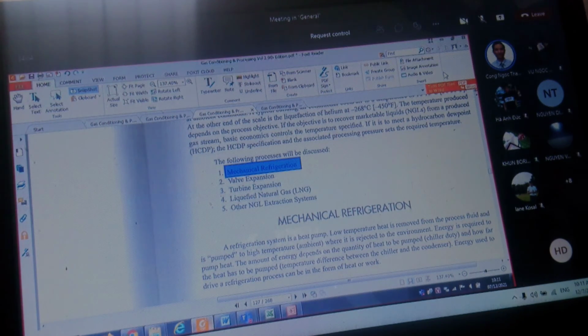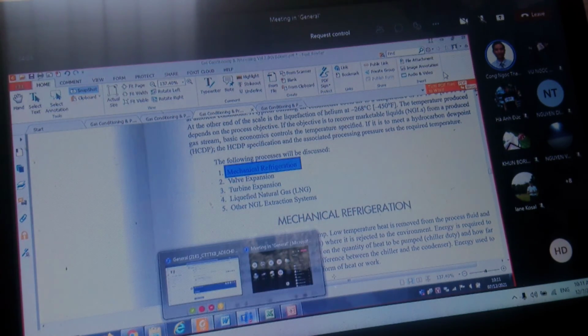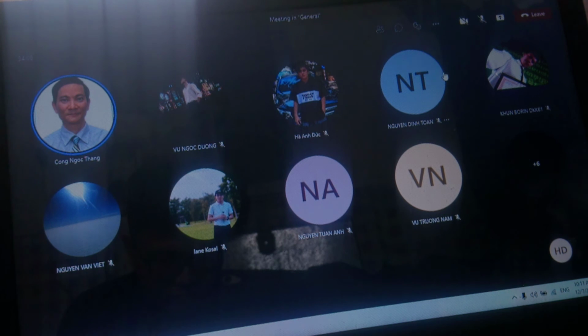Wait a moment, I show you the syllabus. In the syllabus, we divide into inner and outer refrigeration system.